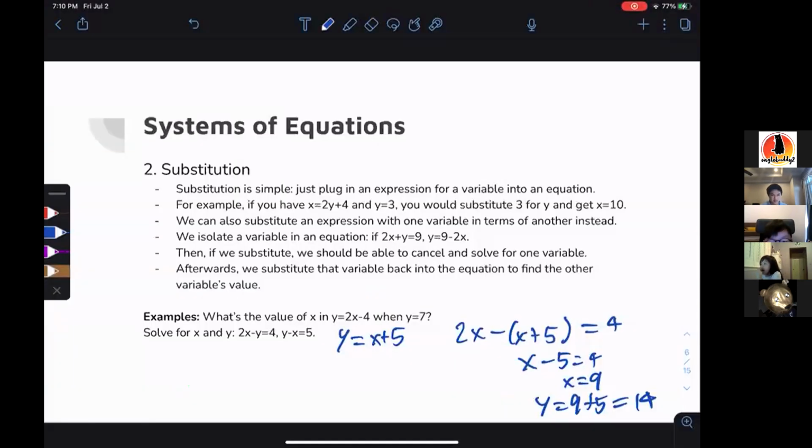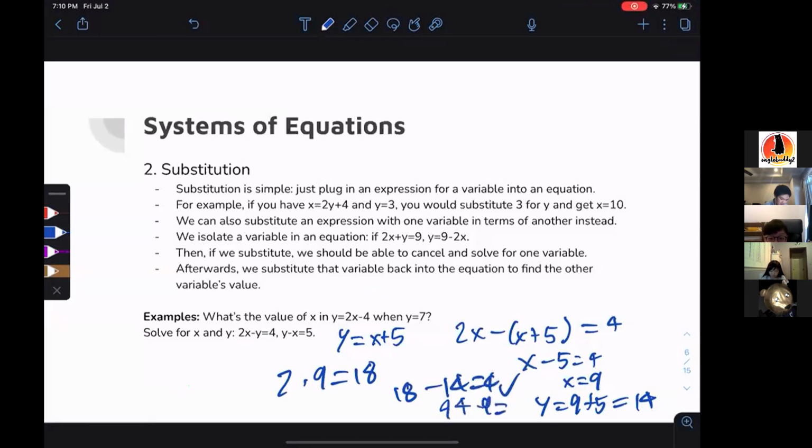you can easily just plug these values back into these equations and check that 2 times 9 is equal to 18, 18 minus 14 is equal to 4, and then, of course, 14 minus 9 is equal to 5. And that's just to quickly check. And Vincent did it perfectly.